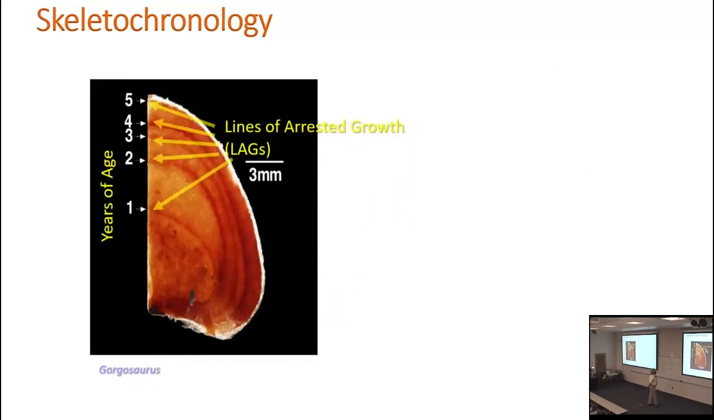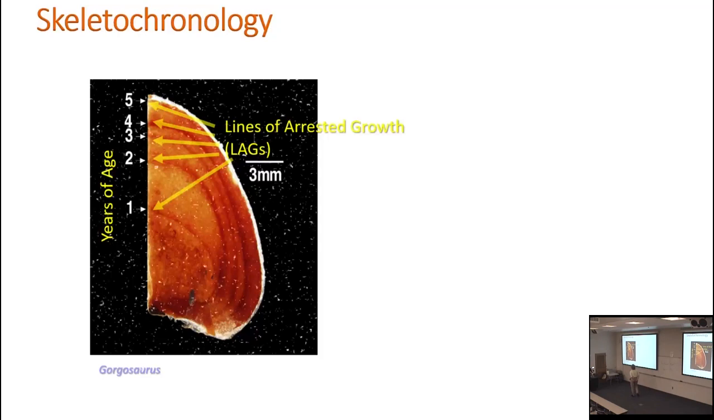So these markers are called lines of arrested growth, or LAGs. There's a couple other terms used for them, but LAG is sort of the traditional one. That's what we'll go with. So this particular bone in the tyrannosaur Gorgosaurus shows 5 growth rings, 5 LAGs, and so it was between 5 and 6 years old at the time of death.